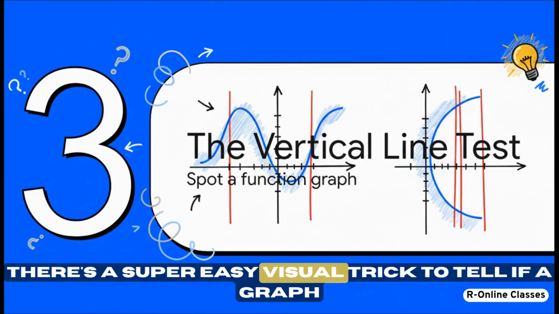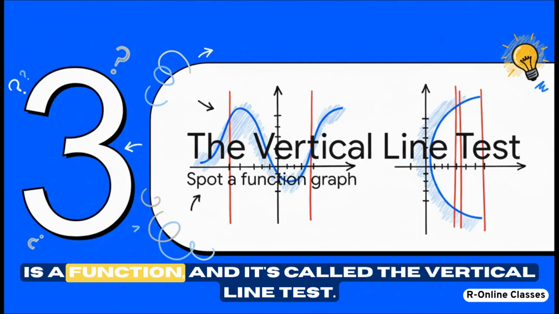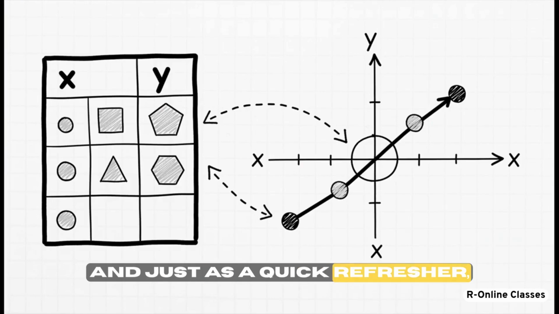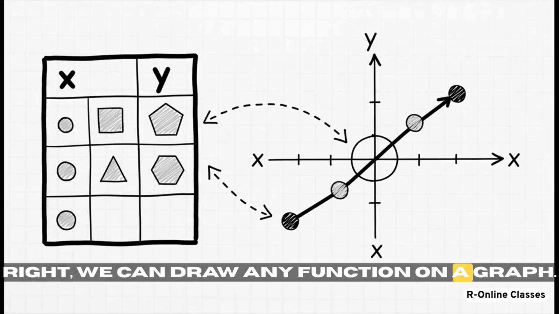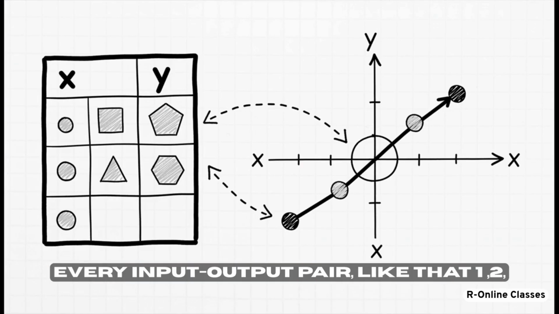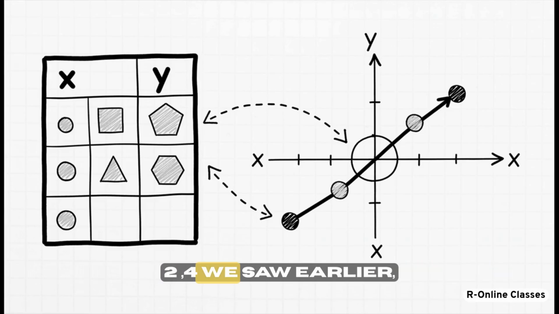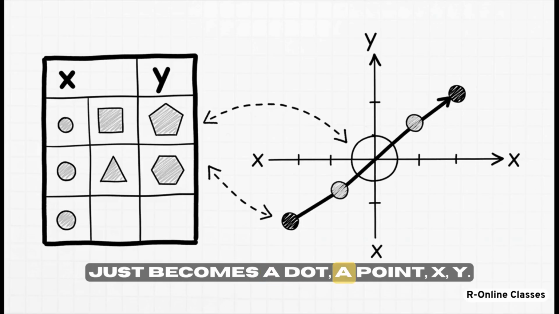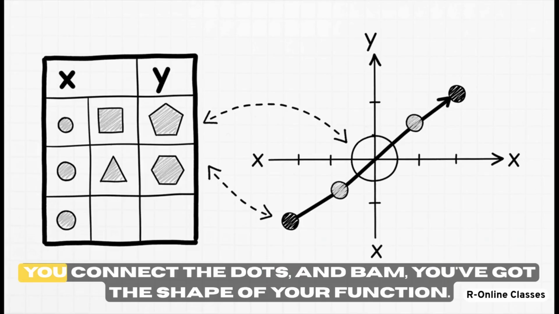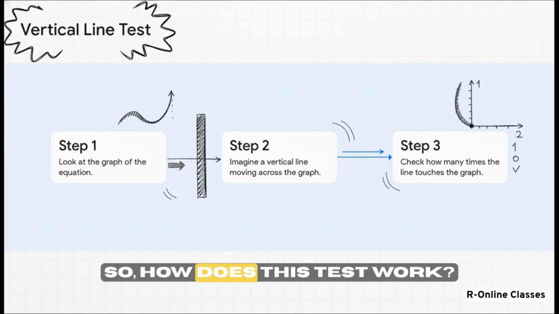There's a super easy visual trick to tell if a graph is a function, and it's called the vertical line test. And just as a quick refresher, we can draw any function on a graph. Every input-output pair, like that (1, 2) or (2, 4) we saw earlier, just becomes a dot, a point (x, y). You connect the dots and bam, you've got the shape of your function. So how does this test work?